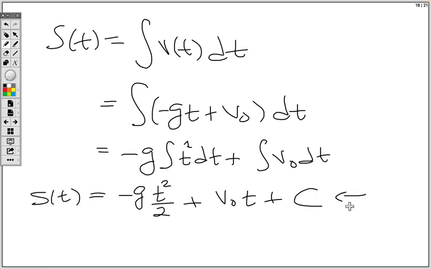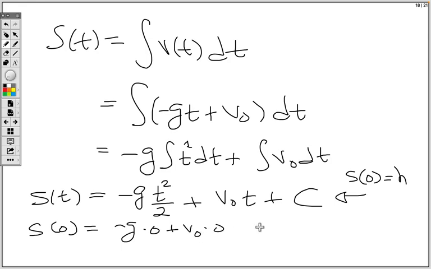And once again, we can determine that constant by imposing the initial condition. Initially, we're launching this object from h units off the ground. So if I plug in t equals 0, I should get h. And we can see the terms that have a factor of t in it are going to cancel out. And that's going to give me my constant. So I get my c is h.